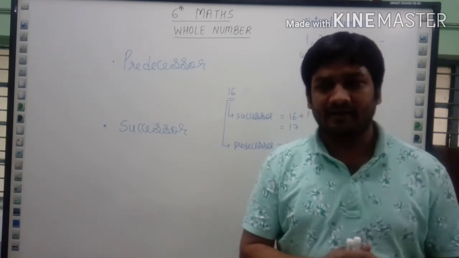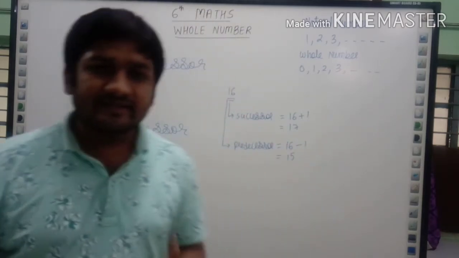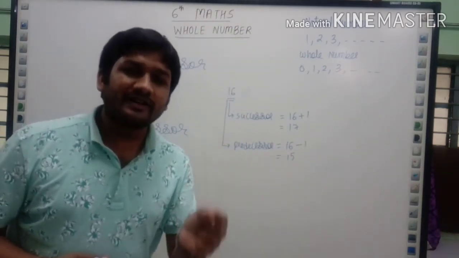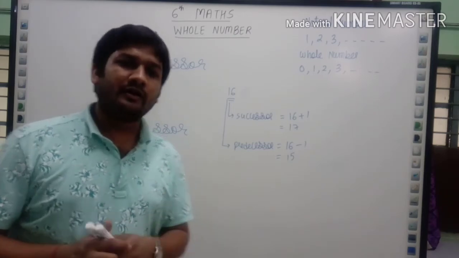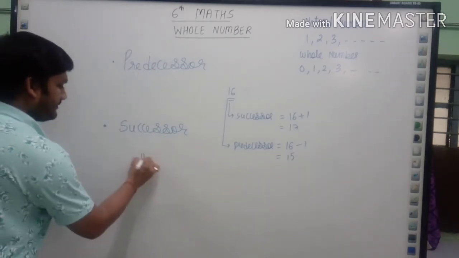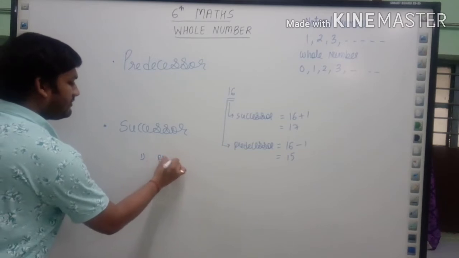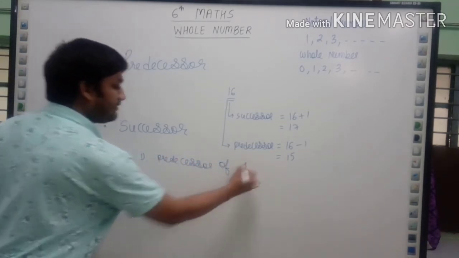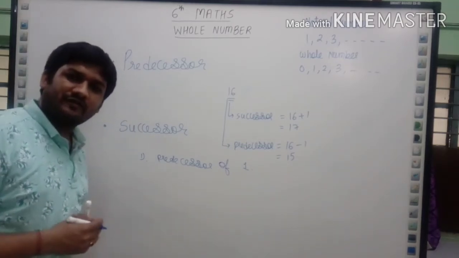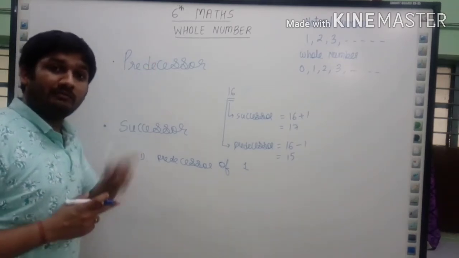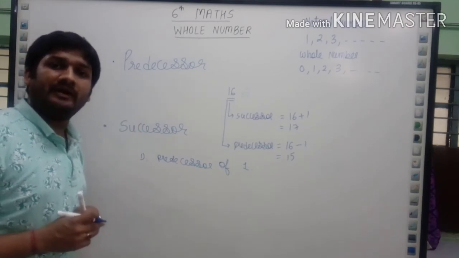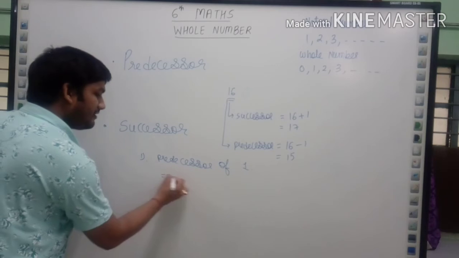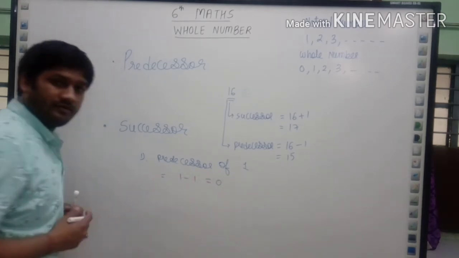There are many times that the examiner asks us to calculate the predecessor of the number 1. So can you calculate the predecessor of the number 1? When I am talking about whole numbers, I can easily say, yes sir, the predecessor of 1 is 1 minus 1, that is 0.